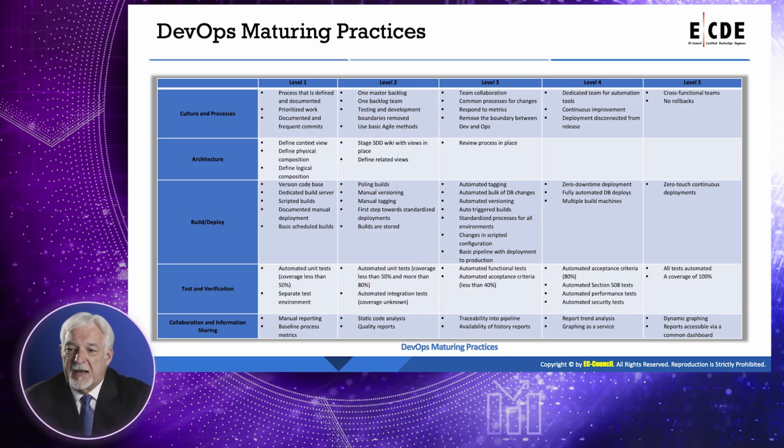Finally, level 5, we see dynamic graphing and reports are accessible via a common dashboard. So it goes from folks not really seeing a whole lot to where everybody has visibility and very graphical output views of what's being done within the environment.